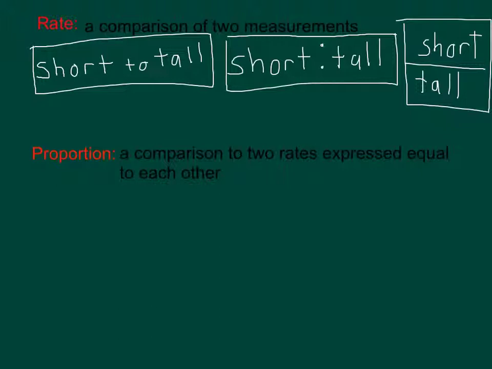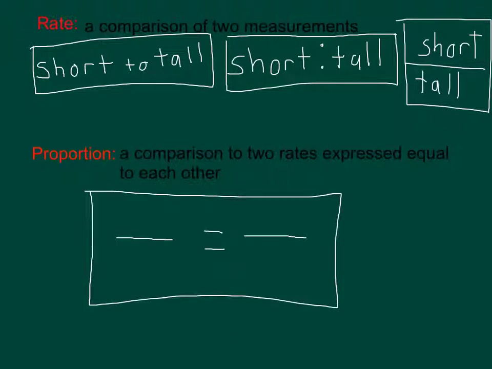Our next vocabulary word is proportion. A proportion is a comparison of 2 rates set equal to each other. In this way, we're going to use rates as a fraction. So basically, it is a fraction that equals a fraction. What I have set up here on the bottom is a fraction that equals a fraction. So let's think of a simple example that we can use. What is a fraction that we know?